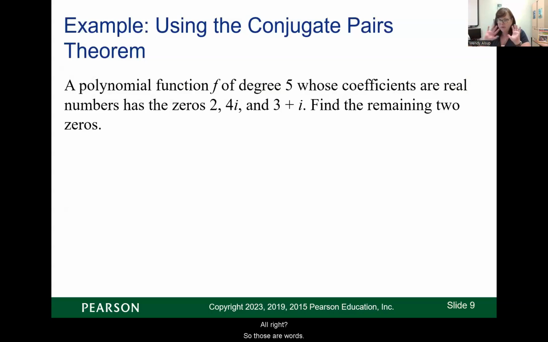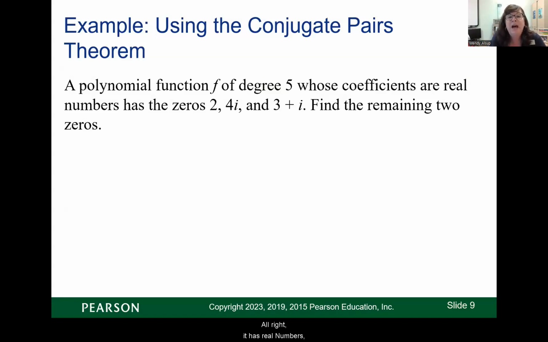All right, so those are words. Let's put it into action here, and let's talk about this for a little bit. Polynomial function of degree 5, so it could have at most 5 real zeros, but it's going to have 5 zeros that just might be imaginary.